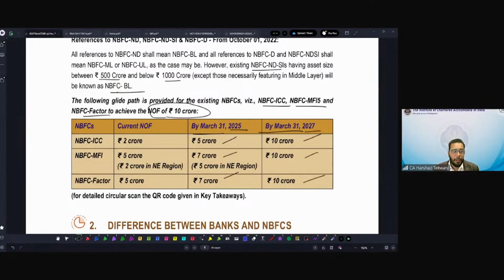So that is the NOF requirement with respect to the NBFC. Again, when it comes to the base layer, they have to maintain net owned funds of 2 crore at minimum. Then for the rest, category by category, the requirements are given. So that was what we discussed in the NBFC. Clear till now?